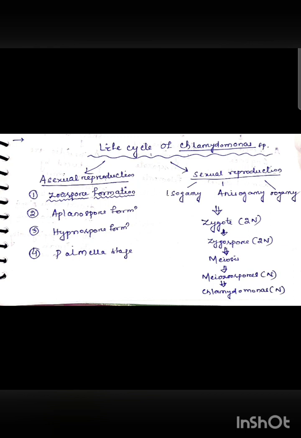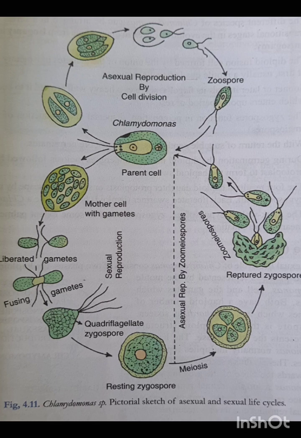Then after fertilization by following any of these methods, Chlamydomonas produces a zygote. Then a zygospore is formed. Then the zygospore undergoes meiosis to form meiozoospores, which are again haploid in nature. Then meiozoospores germinate to form another Chlamydomonas plant with haploid chromosomes. So it is the whole life cycle of Chlamydomonas.